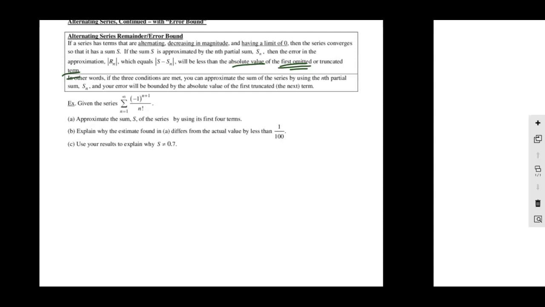All right, so let's go for it. Let's do this example, then we'll try to speed through the next one, and then hopefully we'll get you guys out of here. Here we go. Approximate the sum of the series by using the first 4 terms. I'm going to write it out. And this is a factorial series, okay?